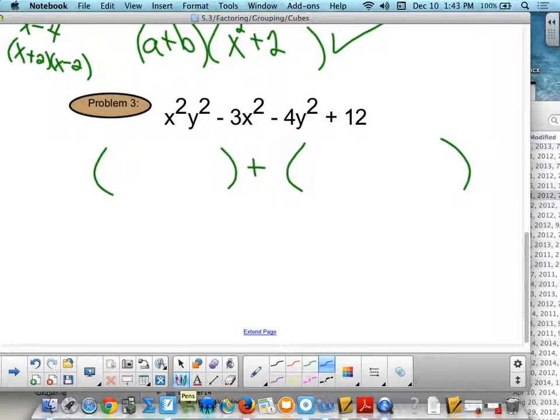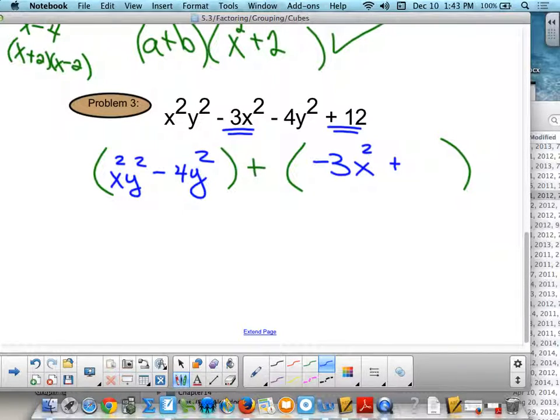Elsa, what did you group? First and third. Okay, she does first and third. I think, yeah, this will work because those share y's. And then you must have done what? Second and last? Yes. Okay, because what do those share? Yeah, but what's the GCF? 3. Okay, so it's going to work, guys. Elsa went first and third and second and last.